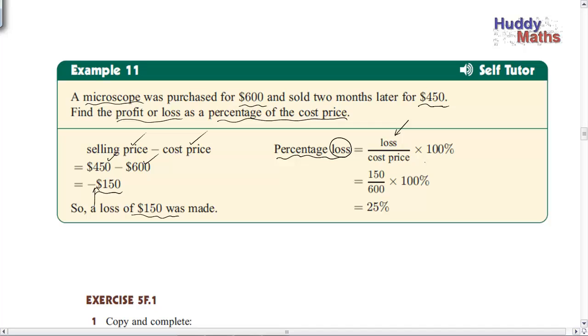When we put loss divided by the original times 100, we just put 150 for the loss, because loss already implies a negative. You've seen that sign before; that's an implied sign used in maths. We don't have to put in the negative anymore because we've covered it in the word loss. So the loss was 150 out of the cost price of 600 times 100, which is 25%.